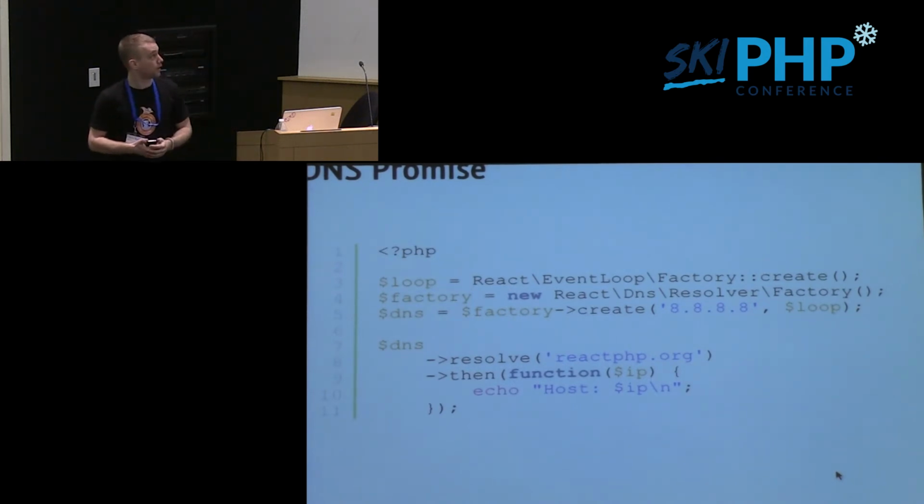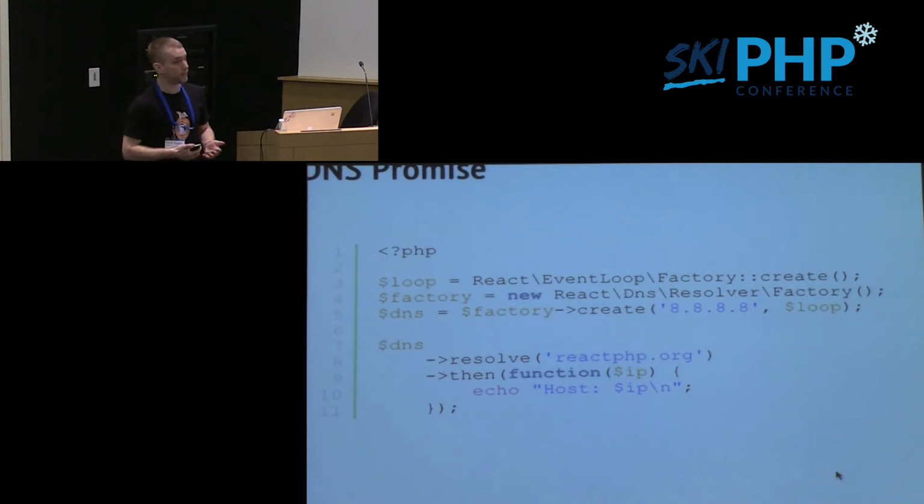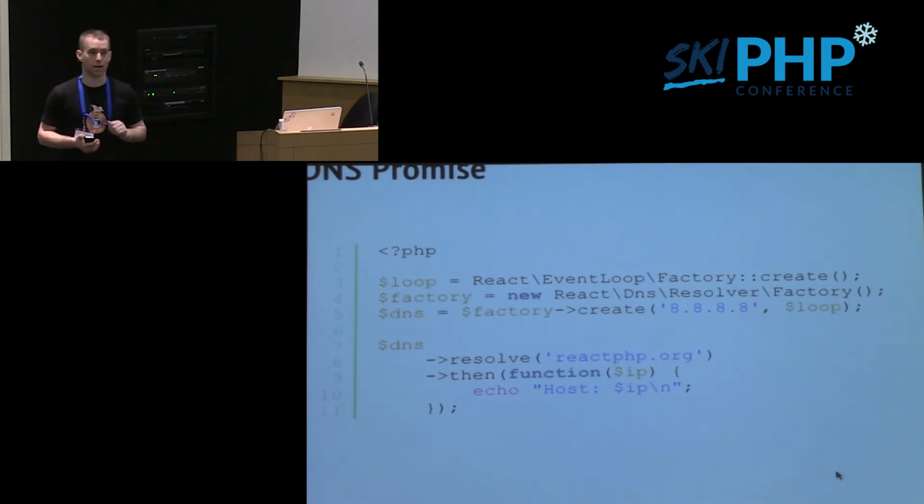So here's an example of using a promise, which we have chosen to use in the asynchronous DNS client. So we create an event loop factory, a DNS factory, and bind it to 8.8.8.8, which is one of the primary DNS servers. So if that is your DNS server on your computer, when you type google.com, it goes and finds their IP address, and then you make a connection to that IP address.